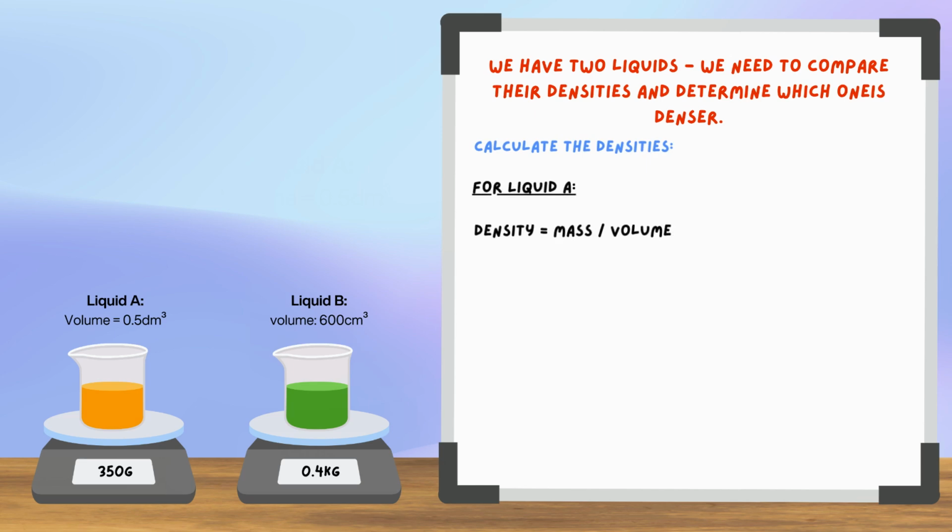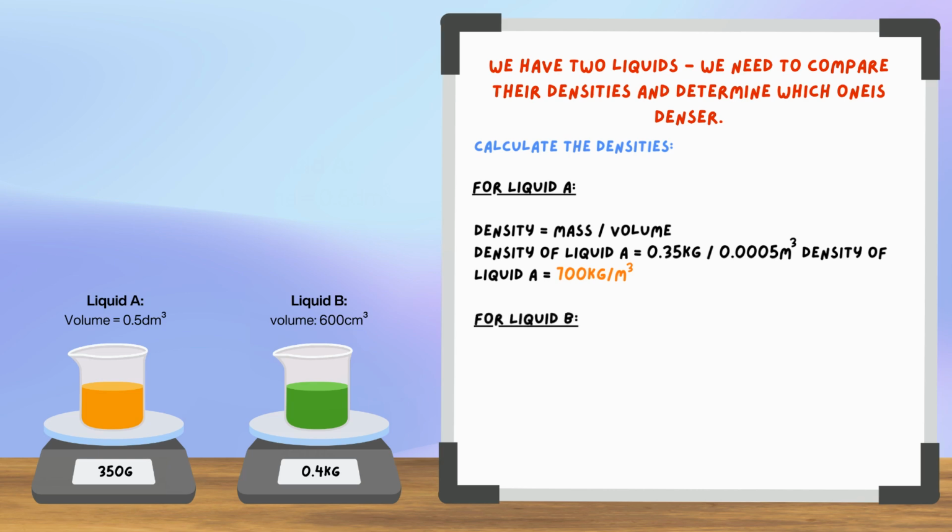Using the formula density equals mass divided by volume, we can calculate that the density of liquid A is 0.35 kilograms, divided by 0.0005 cubic meters, which equals 700 kilograms per cubic meter. We then repeat this calculation for liquid B. When we plug in the values, we can work out that the density of liquid B equals 0.4 kilograms, divided by 0.0006 cubic meters, which equals 666.67 kilograms per cubic meter.